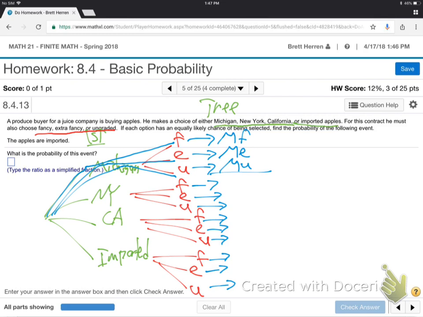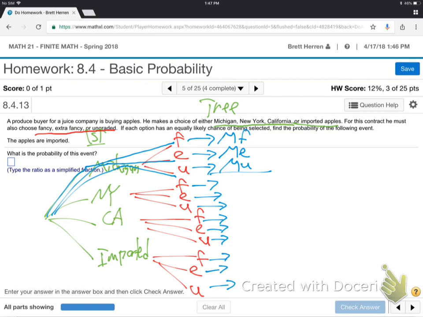Let me slow down so everybody can see what I'm doing. Why am I using a tree? Because there's a decision and another decision, or options and then more options. That's what it is. Decisions, each one having several options. That's when you want to do a tree.